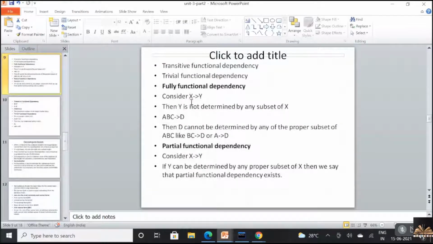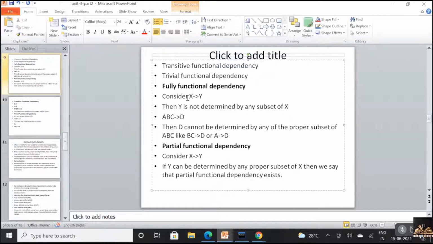Now consider X implies Y. Then Y is not determined by any subset of X. Then we say that fully functional dependency exists. Taking the example ABC implies D, D cannot be determined by any proper subset of ABC, like BC implies D or A implies D. Only then is this particular dependency a fully functional dependency. I hope it's clear.